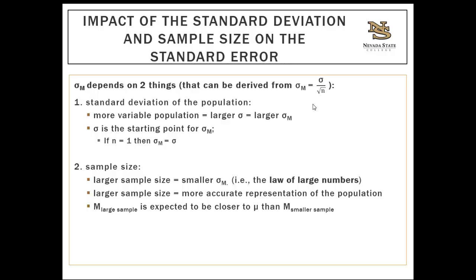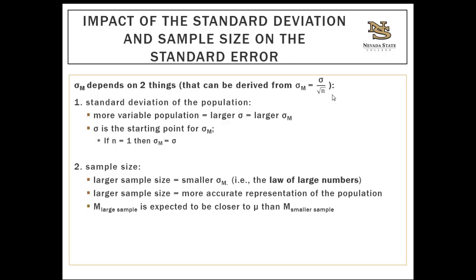So now let's switch our attention to how the sample size impacts the standard error. Mathematically speaking, if you have a larger number in the denominator of a fraction, the overall value is smaller. If you have a smaller number in the denominator of a fraction, the overall value is larger. And that's just basic math. So conceptually speaking, if you have a larger sample size, and I've said this before, you expect it to be more representative of the population.